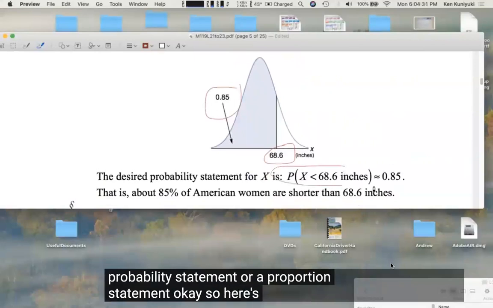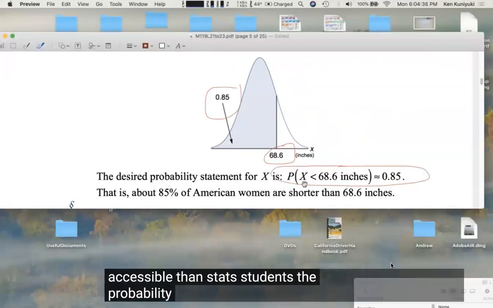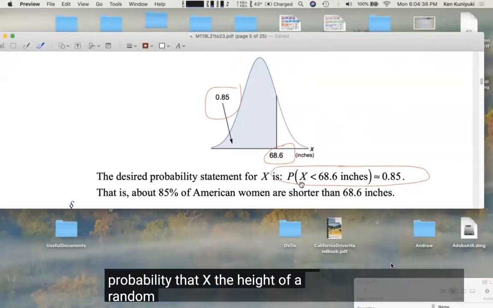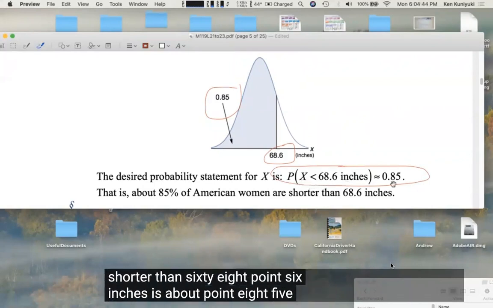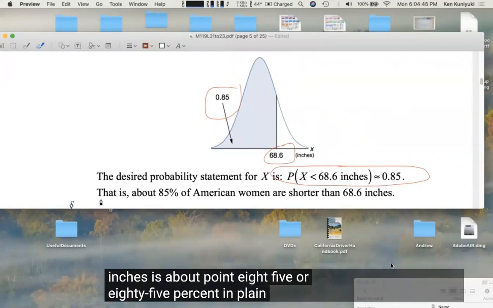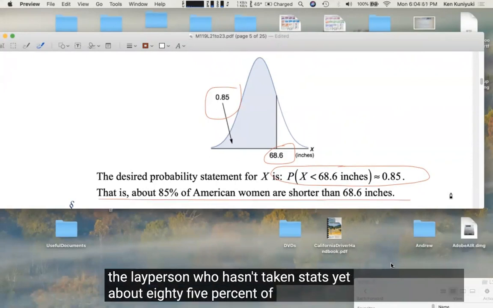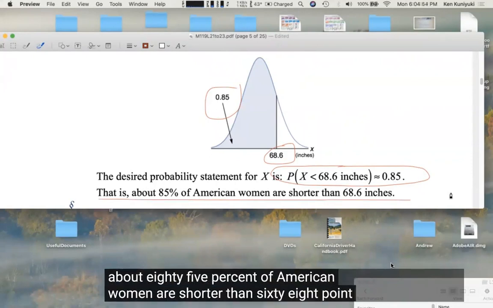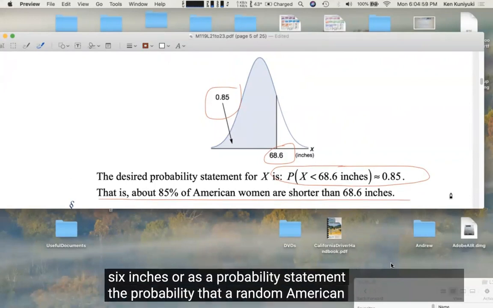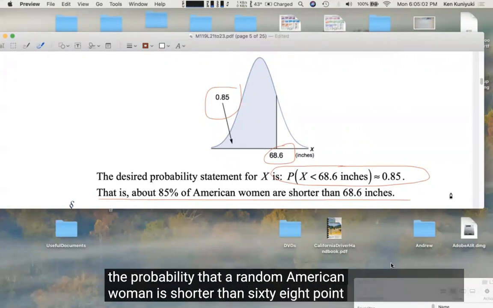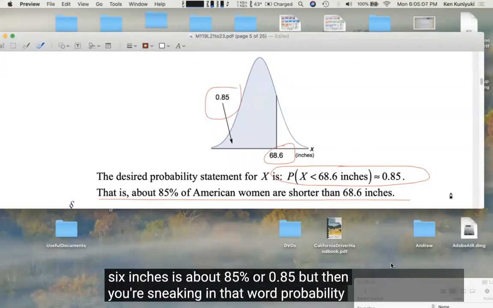Okay, so here's the probability statement in terms of x. It's more accessible to stat students. The probability that X, the height of a random adult woman, is less than 68.6 inches is about 0.85 or 85%. In plain English, for the layperson who hasn't taken stats yet, about 85% of American women are shorter than 68.6 inches. Or as a probability statement, the probability that a random American woman is shorter than 68.6 inches is about 85% or 0.85. But then you're sneaking in that word, probability.